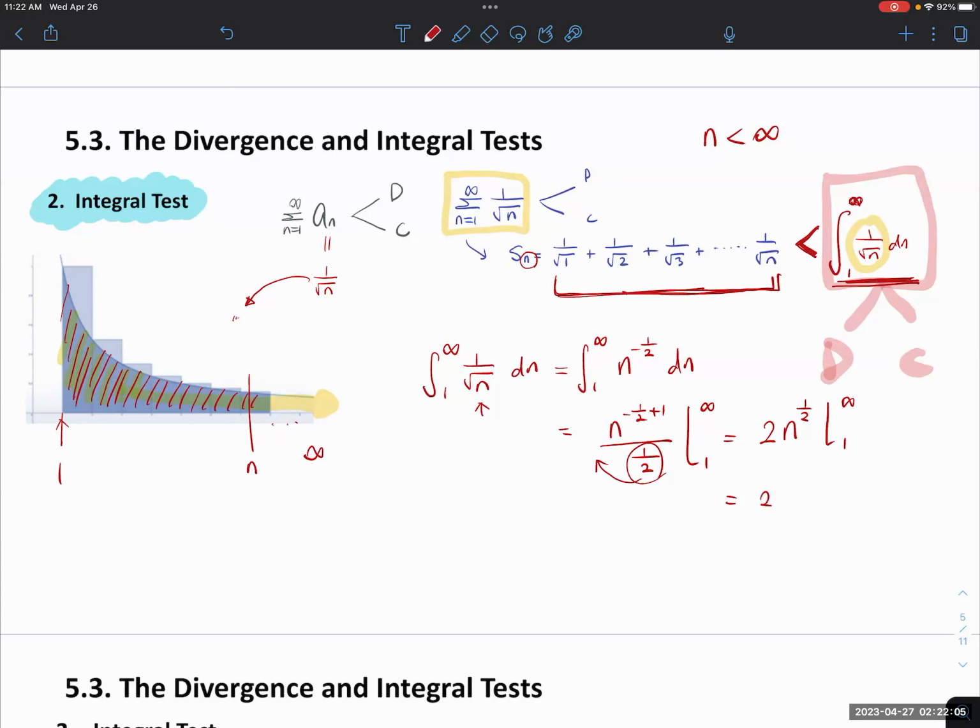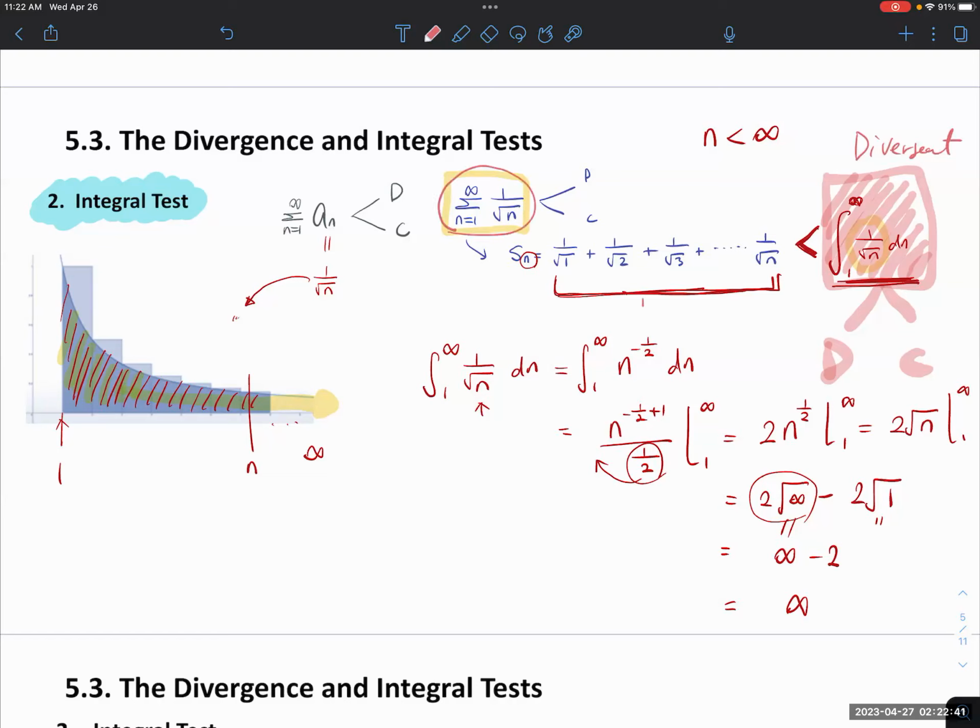So that means a 2. This is 2 radical n from 1 to infinity. So we subtract: infinity minus 2 times 1. So this is going to be infinity. Infinity, whatever the number, is infinity. So we prove that this integral, my bad, this integral is divergent. Therefore, the series that you're looking for is also divergent.